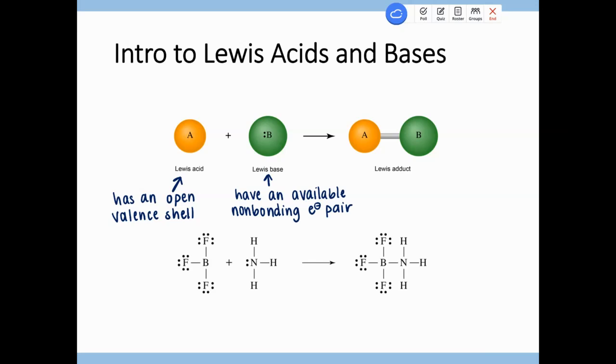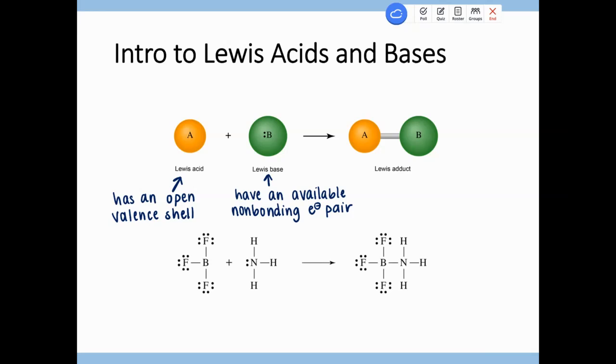So Lewis bases have an available non-bonding electron pair, so 2 dots on the atom. That's how we represent it. And then the acid has an open valence shell. Lewis acids are electron acceptors, so they have to have an open shell to accept more electrons. Bases are electron donors. They will donate and share electrons with the acid.